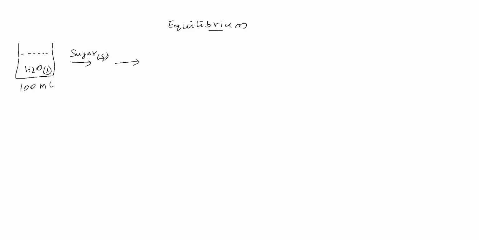Again add some more amount of solid sugar and let it dissolve. Like this, go on adding solid sugar as long as it has the capacity to dissolve it. At last we have added a trace of sugar and made it dissolve. Now we got a sugar solution. However much solid sugar you added, that much has dissolved completely.